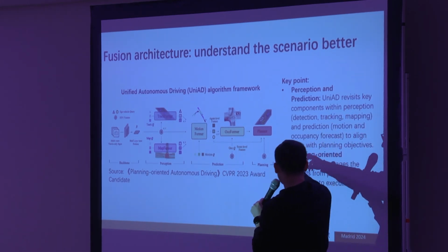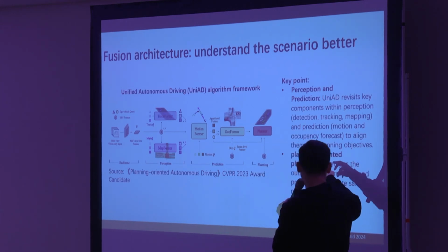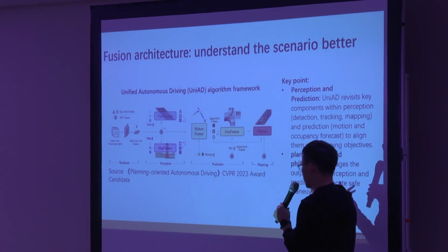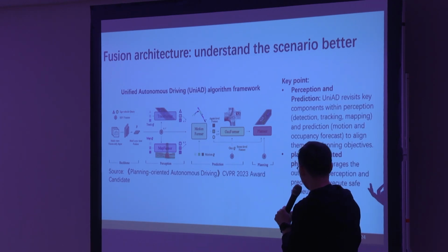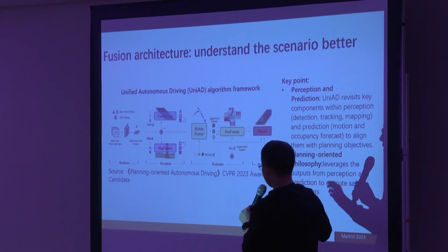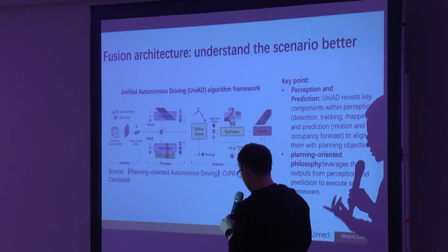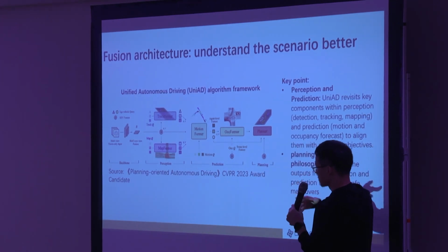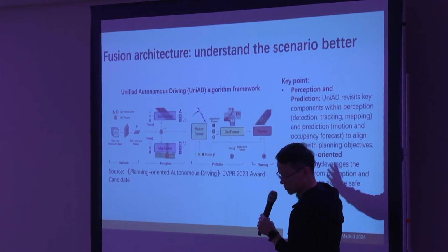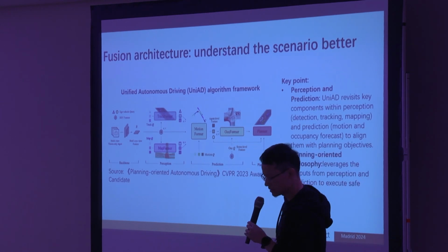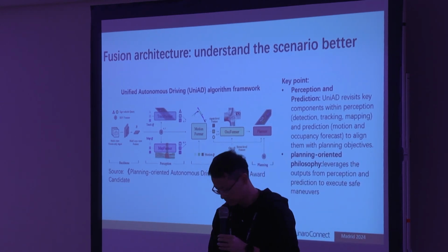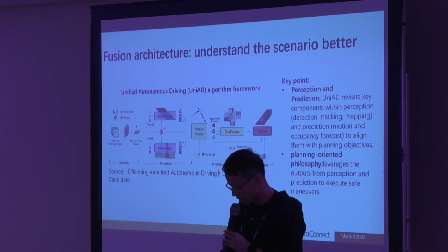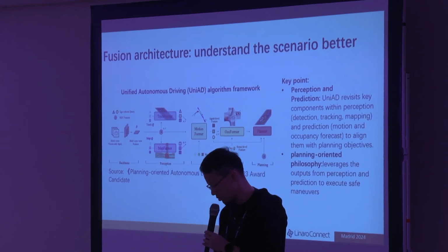And the second is the plan-oriented philosophy. It means that everything could be planned. Every controller could be planned, optimized, and then will control the car. So in one word, the system goes from modular to one system together. So it's totally different. It will change the self-driving system. Let me see, maybe this year or next year, self-driving will become this architecture.